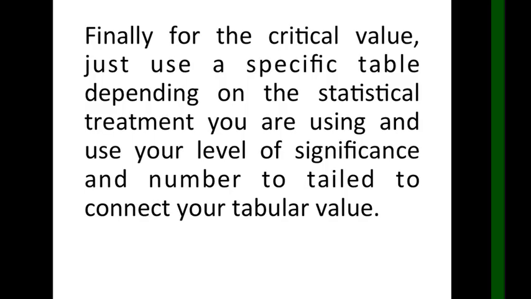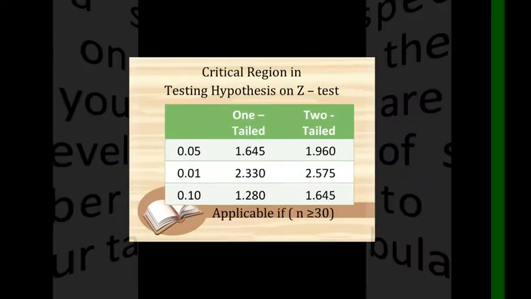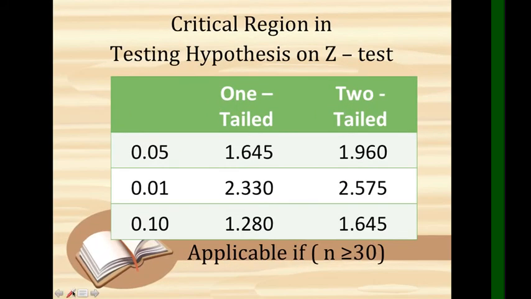Okay? And then, finally, for the critical value, just use a specific table depending on the statistical treatment you are using, and use your level of significance and number of tails to locate your tabular value. So, example, meron akong tabular value dito ng z-test. Ayan. Halimbawa, yung nakuha ko is one-tailed at ang given na alpha is 0.01. Ano yung critical value? So, tignan mo yung kanilang intersection dito. So, the answer is 2.330. So, that is the critical value of one-tailed with 0.01 alpha.